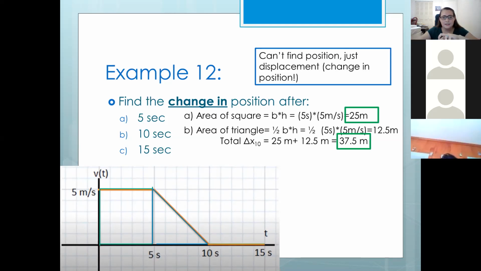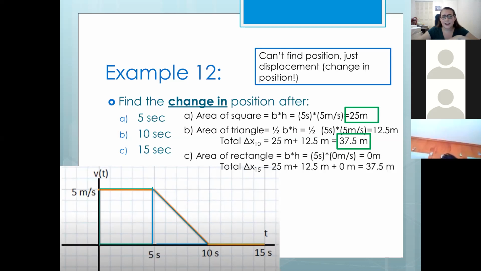If we add on that last section from 10 to 15 seconds, it's a rectangle where the base is 5 seconds long, but it's 0 meters per second tall. And so the area of that section, area under the curve, is 0. There is no area under the curve. There's no space between our curve and the x-axis. So that means our total displacement over the whole time interval is the green square, plus the blue triangle, plus the 0 displacement, or 37.5 meters.